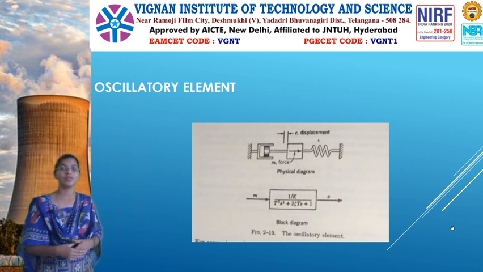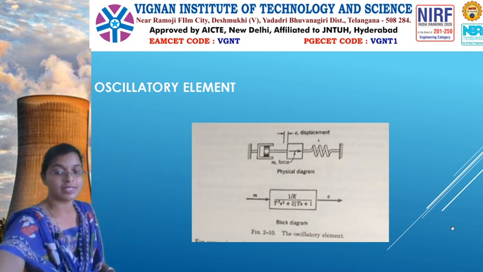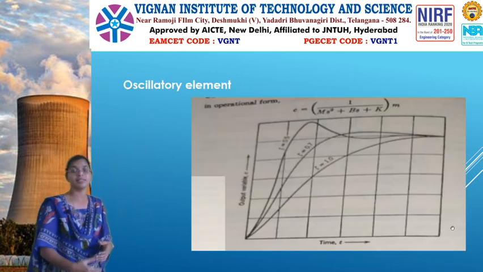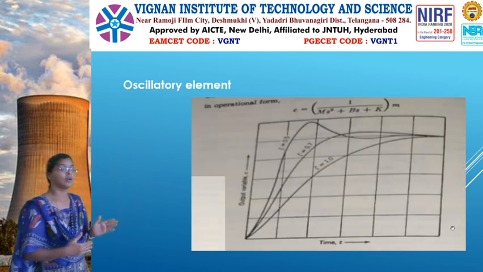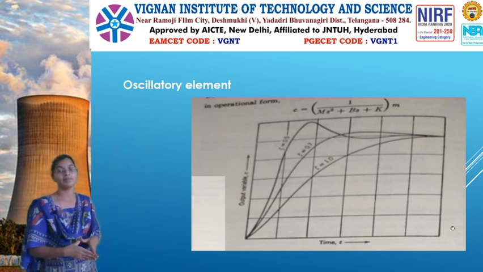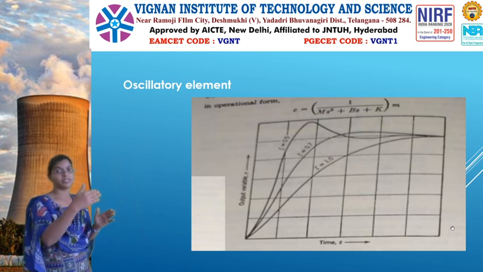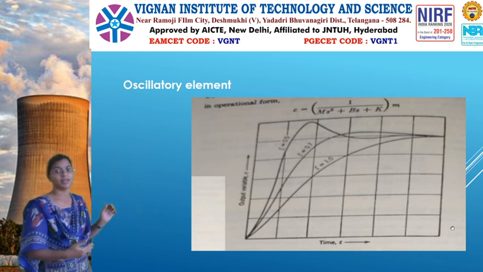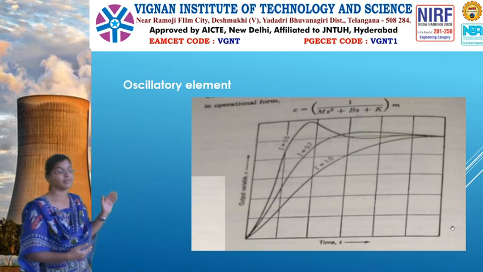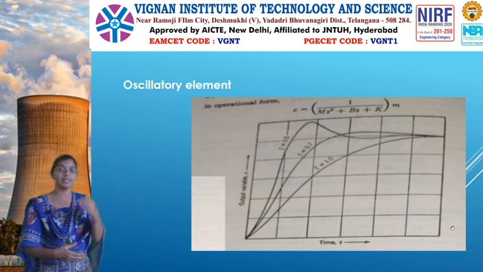The response of the second order system is oscillatory. Oscillatory means it will produce these types of waveforms: overdamped system, critically damped system and underdamped system. The underdamped system has oscillations. The overdamped system reaches the final value somewhat earlier than the critically damped response. So this is about your oscillatory element.